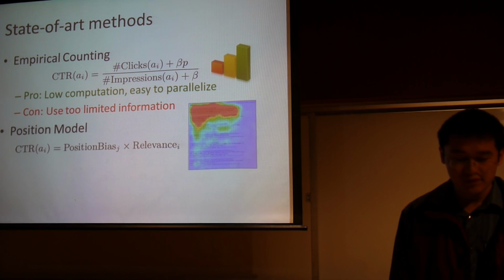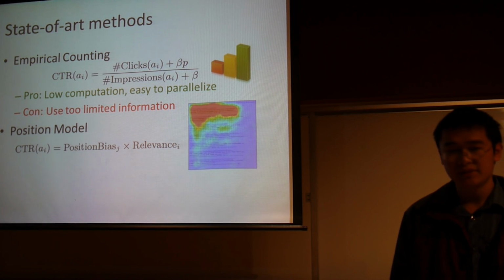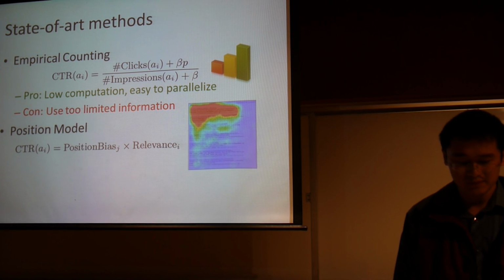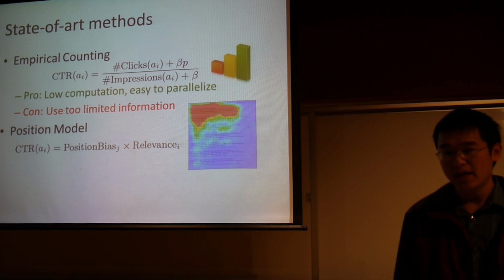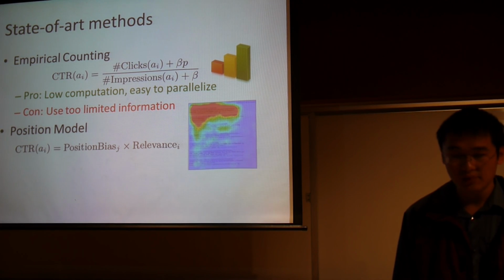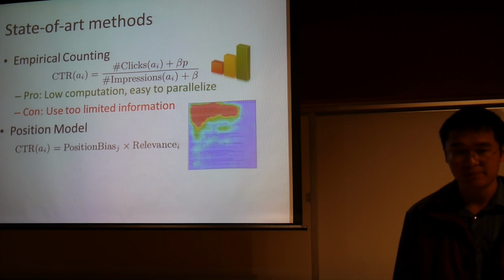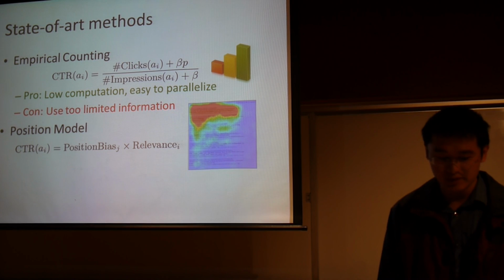We can further improve this model into a position model, which is based on the observation that the user browses the web page from top to bottom. By this pattern, the ads ranked at higher positions have a higher chance to attract the user's attention and click, even if the ad is not as relevant as the ads ranked at lower positions. So we formalize this observation as the position bias and use it as a discount factor in the formulation.